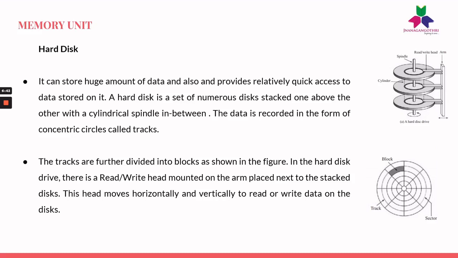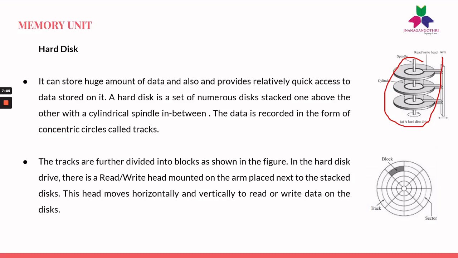A hard disk consists of a set of numerous disks. As you can see in the diagram here, it consists of a set of numerous disks which are stacked one above the other with a cylindrical spindle in between. Here you can see a straight rod passing through the entire stack. This particular thing is called a cylindrical spindle.